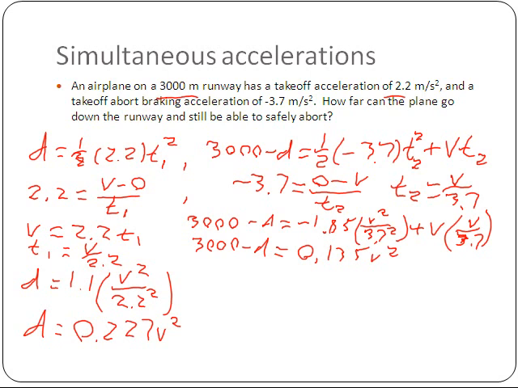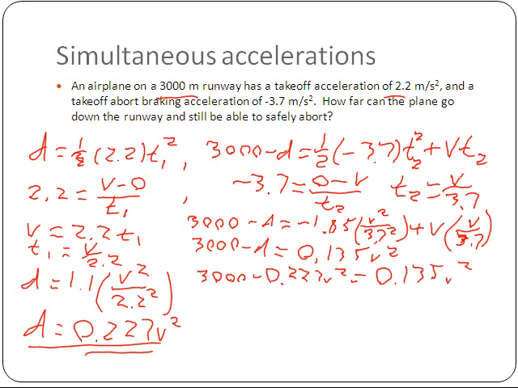Now at this point, I have two variables, a d and a v. But over here on the other side, I also have a d and a v. So I can just solve. I've already solved the left side for d, so let's plug that in. I get 3,000 minus, instead of d, 0.227 v squared, equals 0.135 v squared right here. Technically we shouldn't be rounding anything here, but we are simply because of space reasons.